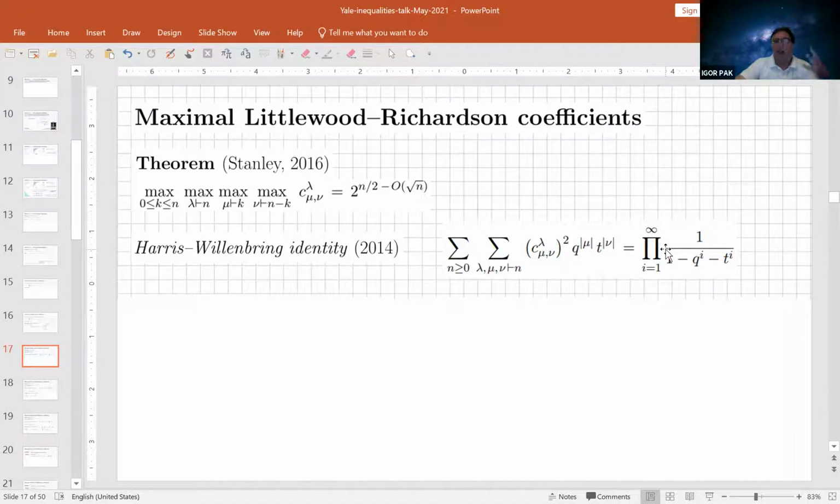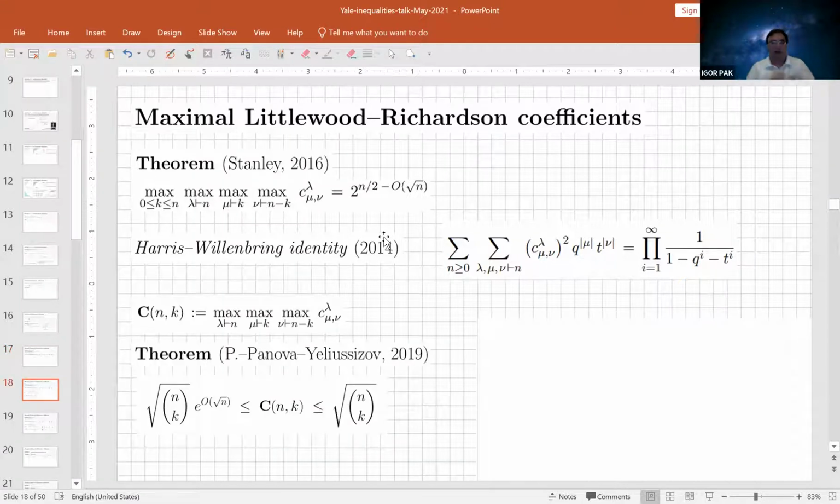Okay, and once you have the generating function, then you can just substitute q equal to t equal to 1, and from that and a little bit of analytic combinatorics, which was done before Stanley, you can make a conclusion, Stanley's theorem. So we were somewhat puzzled about that, and we wanted to generalize it and understand it further. So we defined the C and K, which are maximals of Littlewood-Richardson coefficients, but notice that there are 4 maximals here and only 3 maximals there.